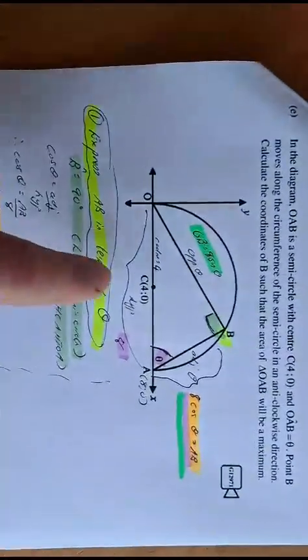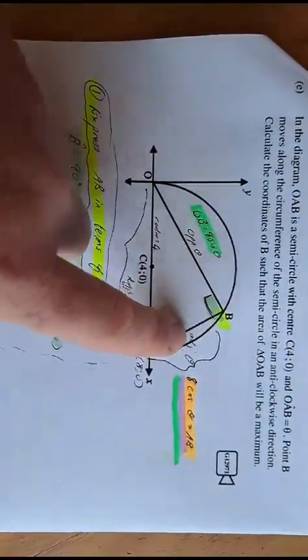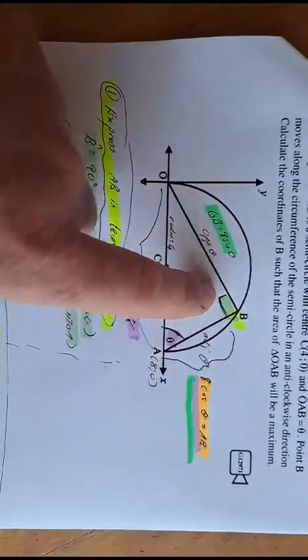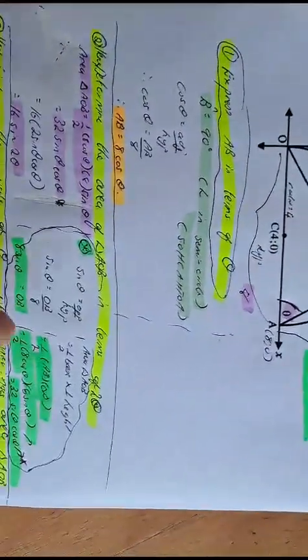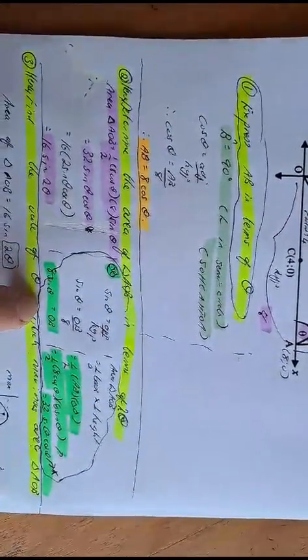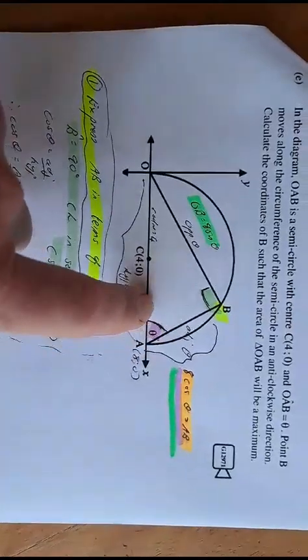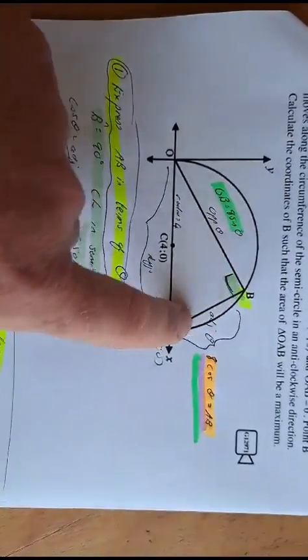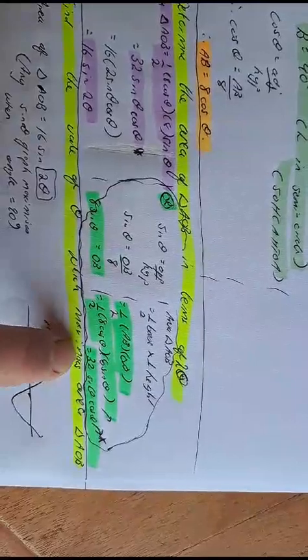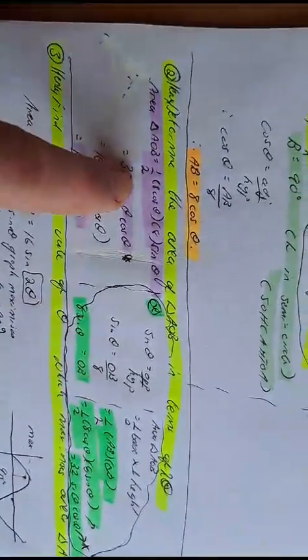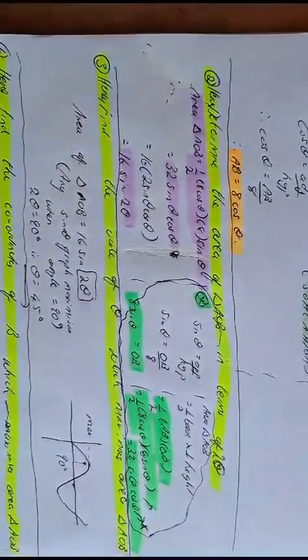Just out of interest, you could have done it another way. You could have said this side is 8 cos theta, and then using the fact that opposite over hypotenuse is sine, sine theta is equal to OB over the hypotenuse, which is 8, so OB is 8 sine theta. Then you could use area is half base times perpendicular height, so it'll be half times 8 cos theta times 8 sine theta, which takes you to 32 sine theta cos theta, the same as what we got over there.